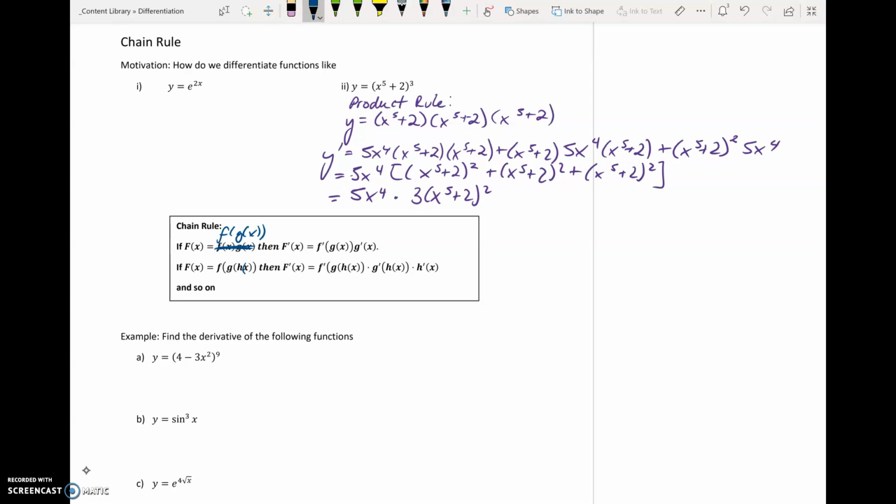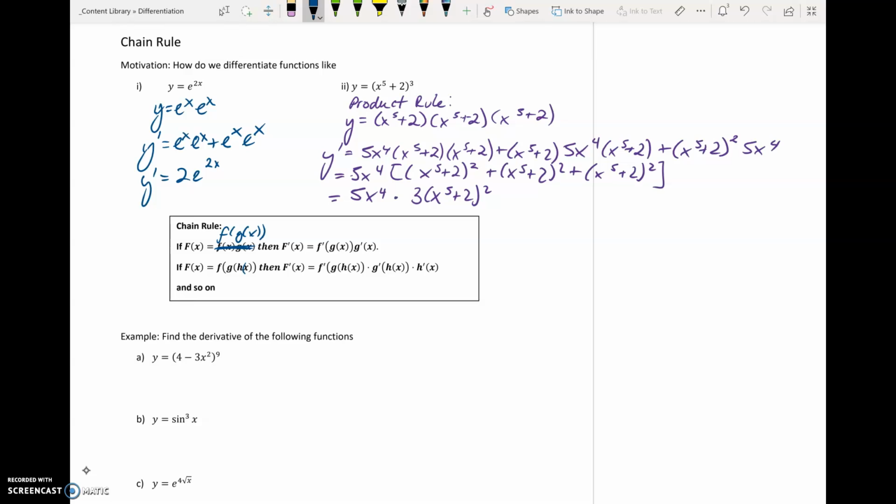as y equals e to the x times e to the x. That's the same thing as saying e to the 2x, because then we can use our product rule to find y prime. That would be e to the x times e to the x plus e to the x times e to the x. And when you simplify that, that's 2e to the 2x. That's not too bad. Now let's look at this other example.